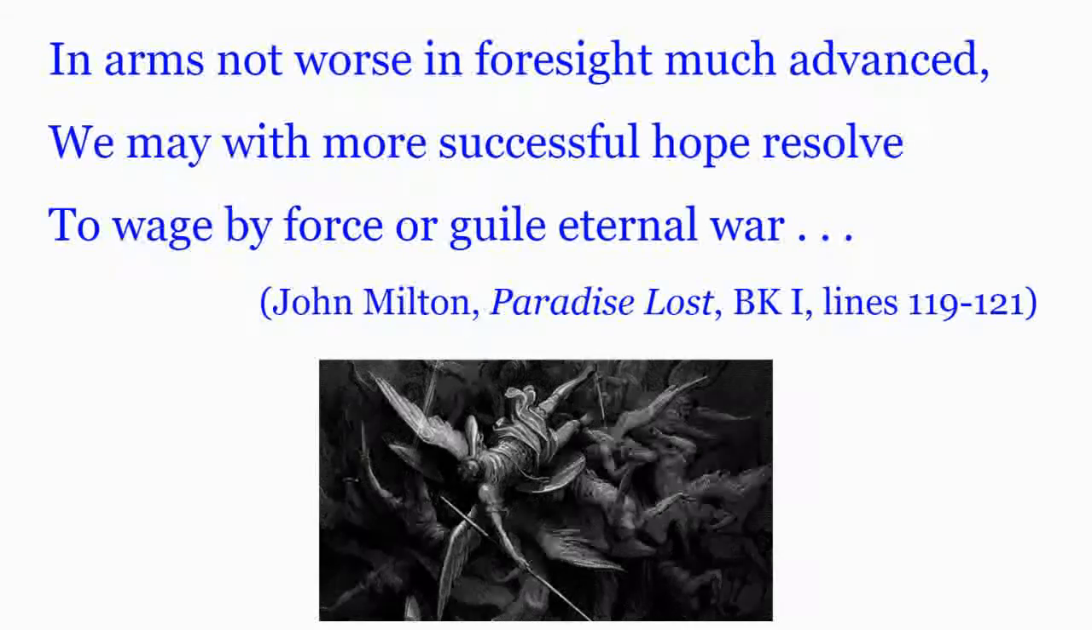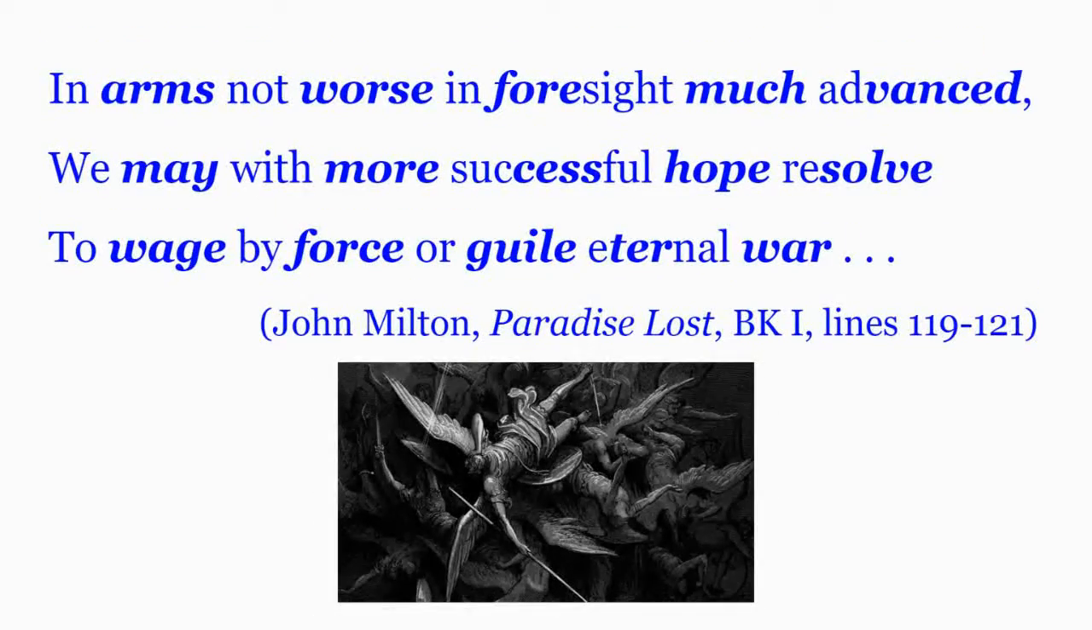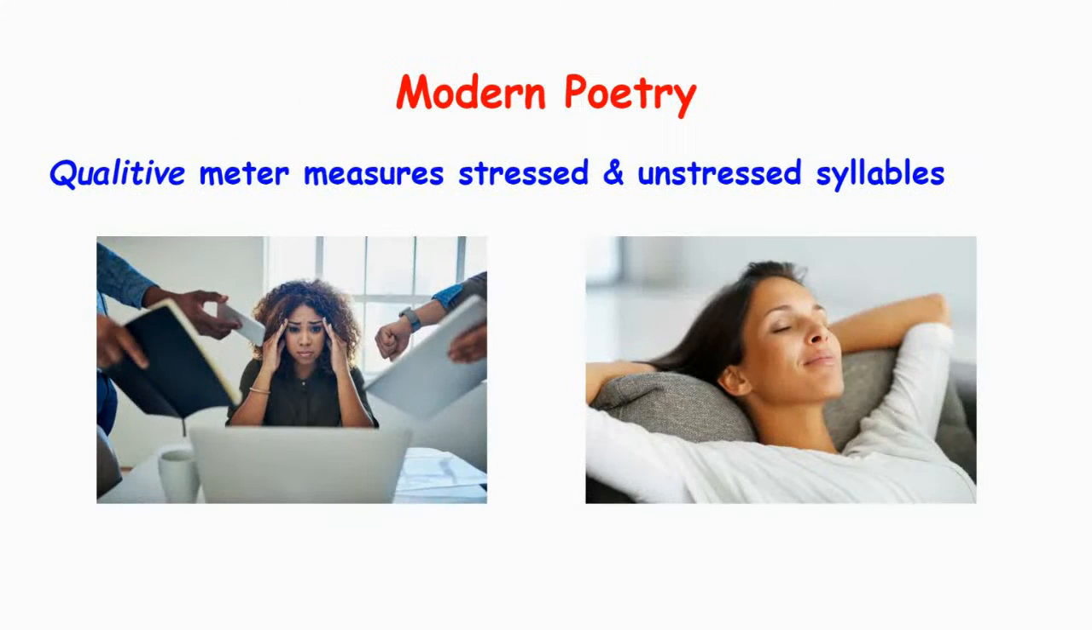"And arms not worse, and foresight much advanced, we may with more successful hope resolve to wage by force or guile eternal war." And again, with the emphasis, you can hear the iambs: "and arms not worse and foresight much advanced, we may with more successful hope resolve to wage by force or guile eternal war," right? So that's iambic pentameter.